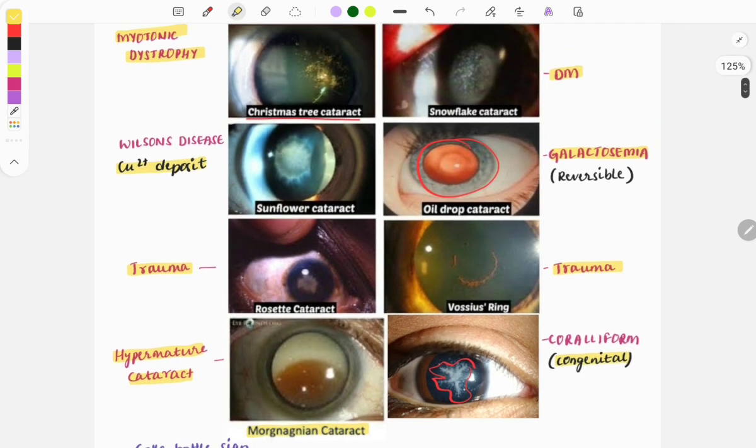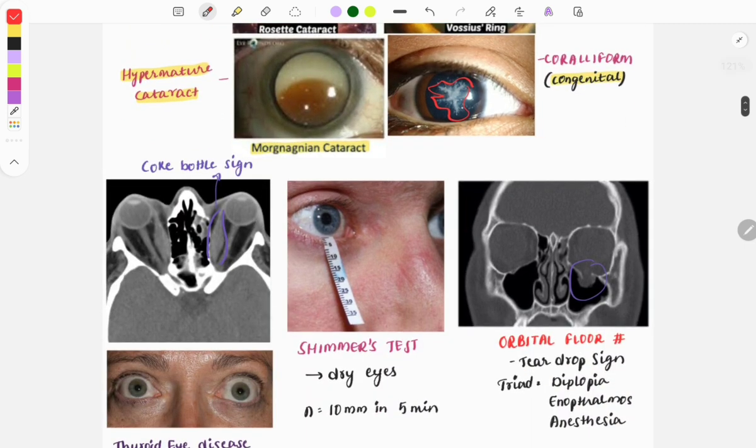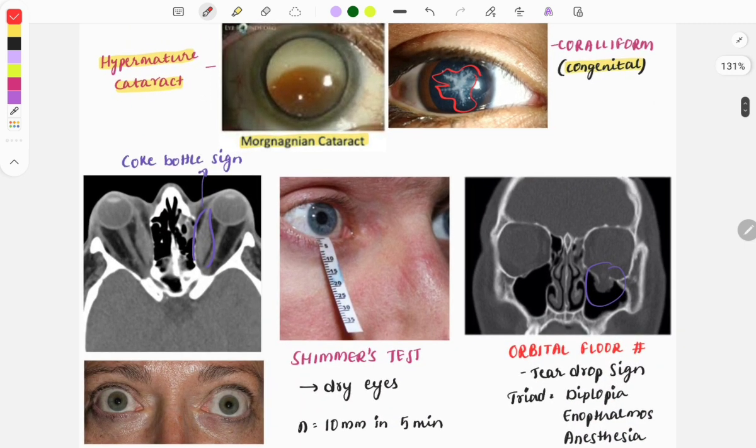So this was a list of certain important cataracts which you must know. So recently in July 2023, this question was asked, an image-based question on the galactosemia. Move on, let's see some other images. Like here, this is a CT scan and it is showing a portal sign which is seen in the thyroid eye disease.